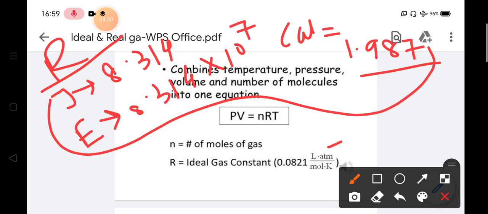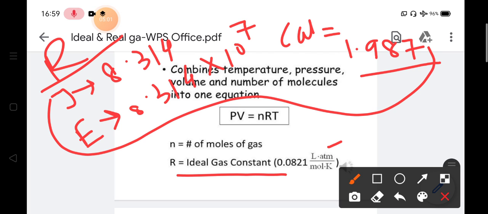If we want to express R in terms of joule, that is in SI unit, the value of R will be 8.314. In the case of erg, it will be 8.314 into 10 to the power 7. In the case of calorie, it will be 1.987. And in the case of liter atmosphere, it will be 0.0821. So we have to note these values of R.